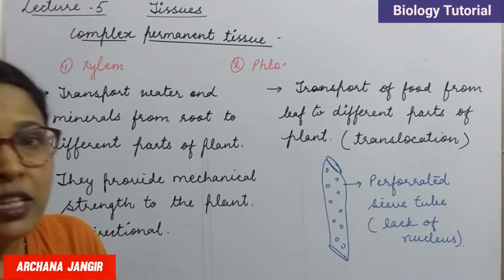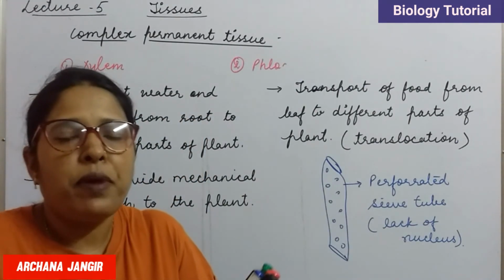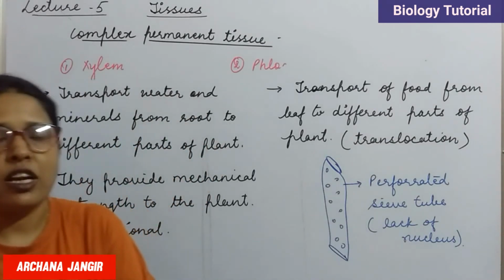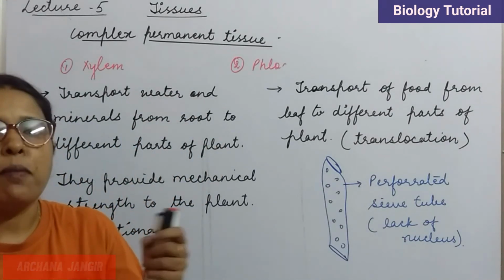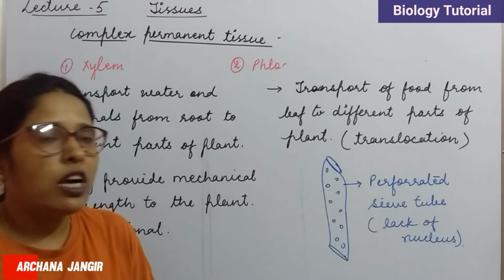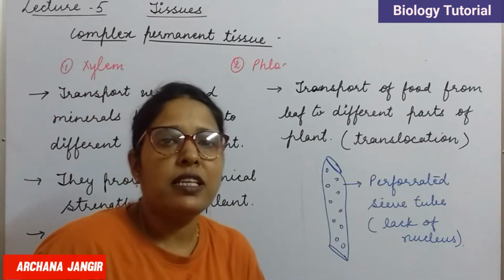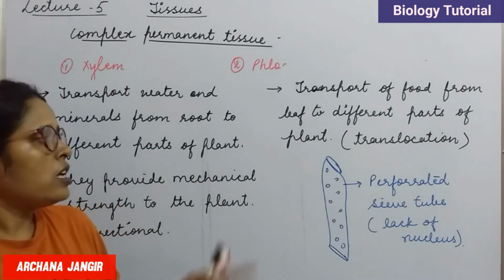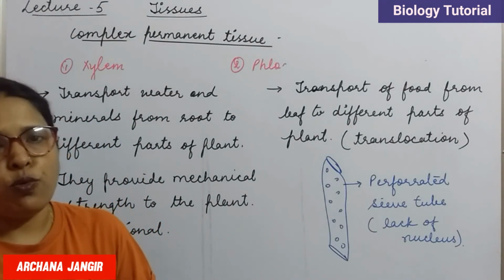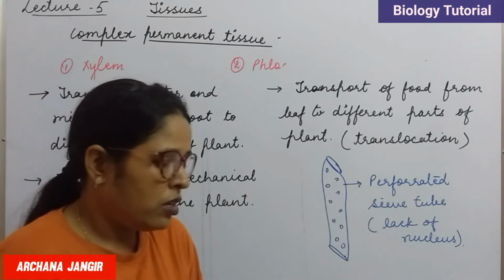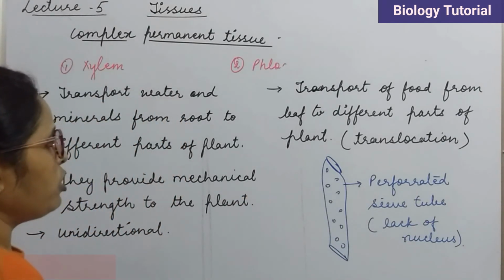That's why the companion cells are present along with the sieve tubes to perform the function. Companion cells means क्या होता है? कंपनी देने वाली cells, means help करने वाली cells. So the companion cells are the helping cells of sieve tubes, and the companion cells have a nucleus. Sieve tubes do not have a nucleus. Clear? So this is the function of phloem tissues.